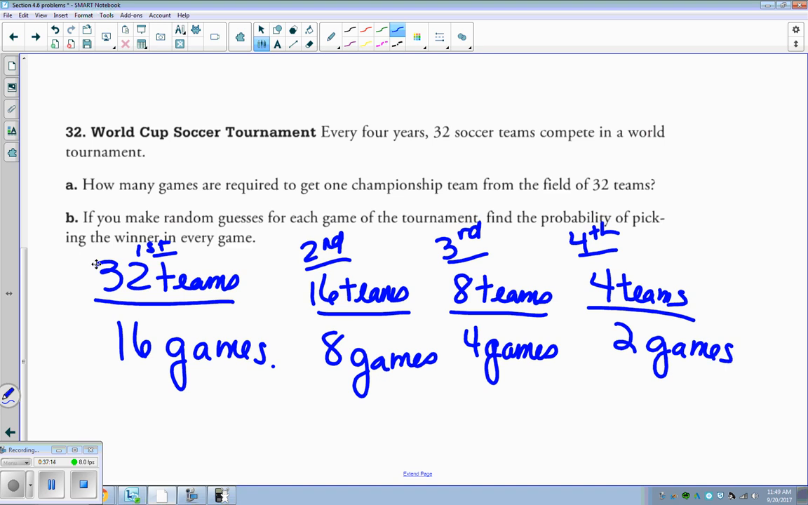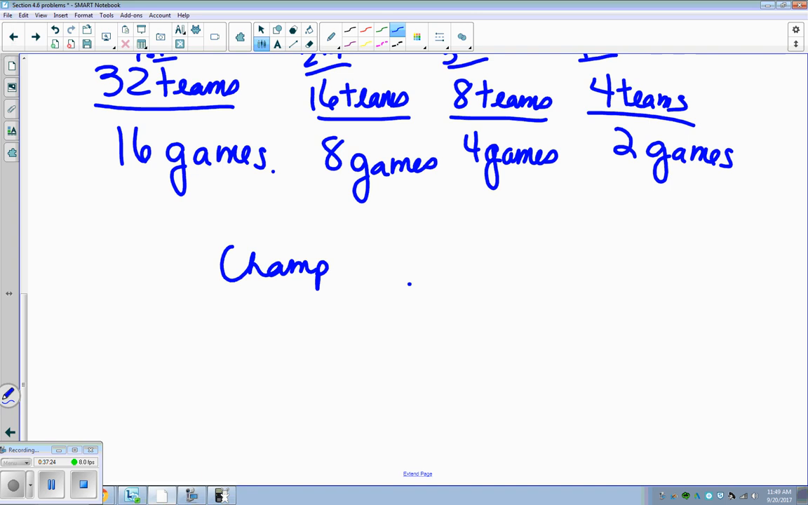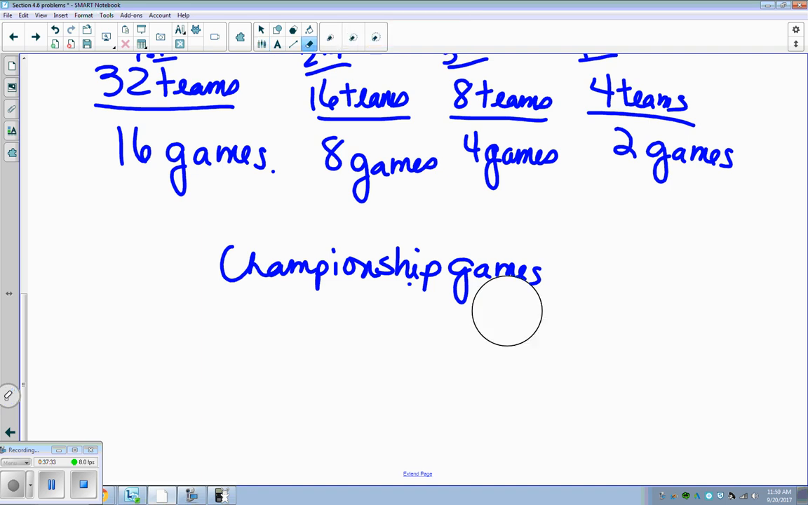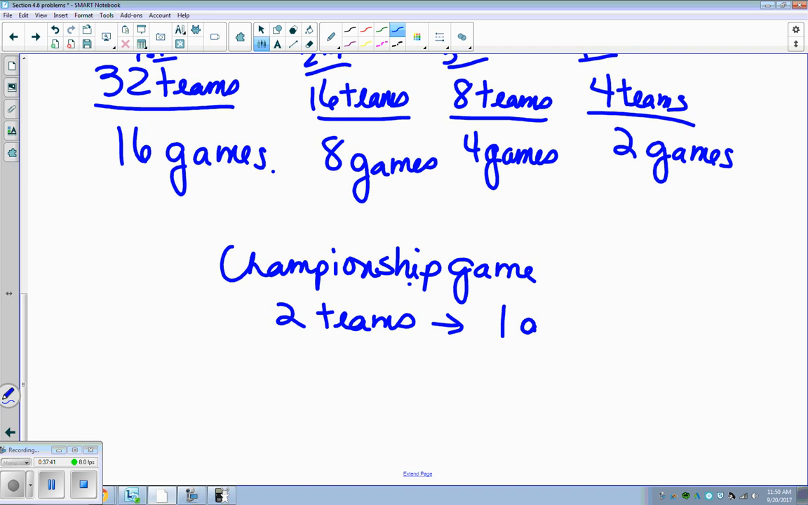So, how many teams am I down to? 2. So now I have the championship game. And in my championship game, I should say game, not games, I have 2 teams, but those 2 teams play 1 game. So all you got to do is add them all up. So I've got 16 plus 8 plus 4 plus 2 plus 1.